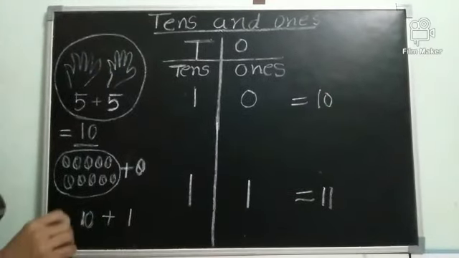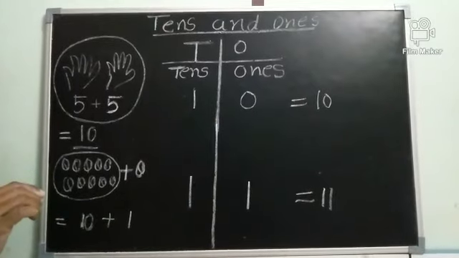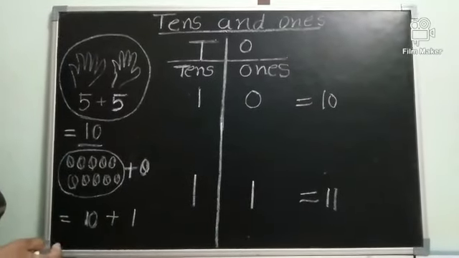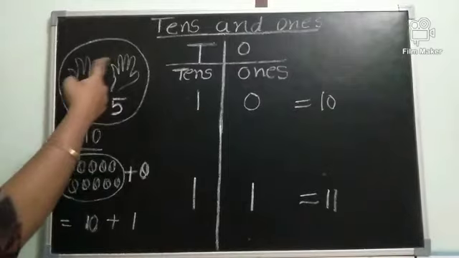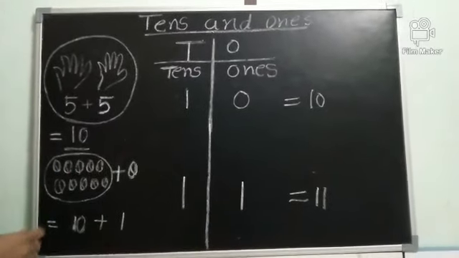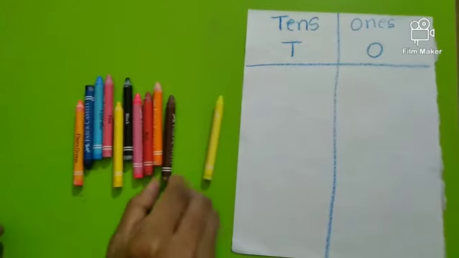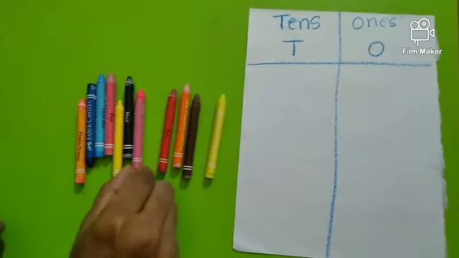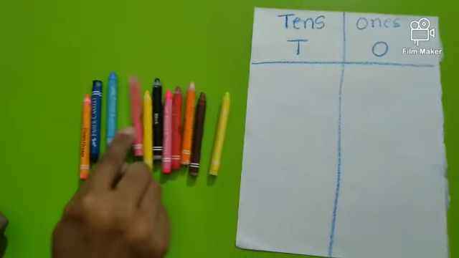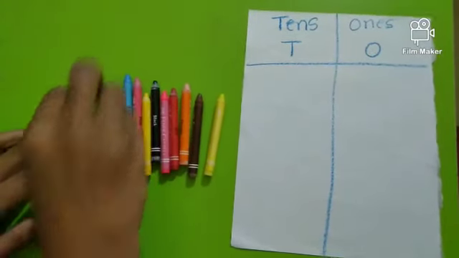Let me show you more activities to teach about tens and ones. Here I have taken 10 crayons. 1, 2, 3, 4, 5, 6, 7, 8, 9, 10.